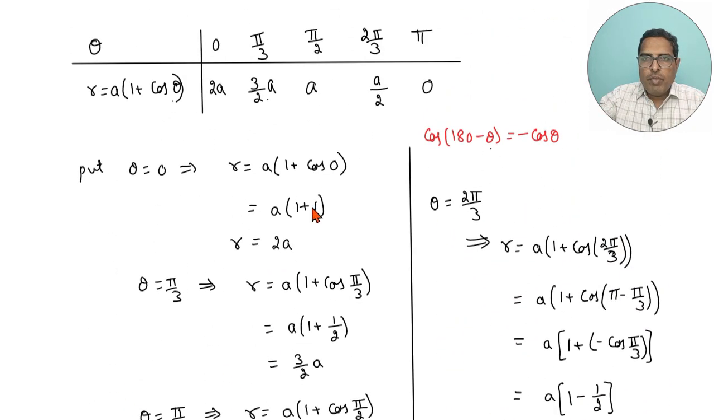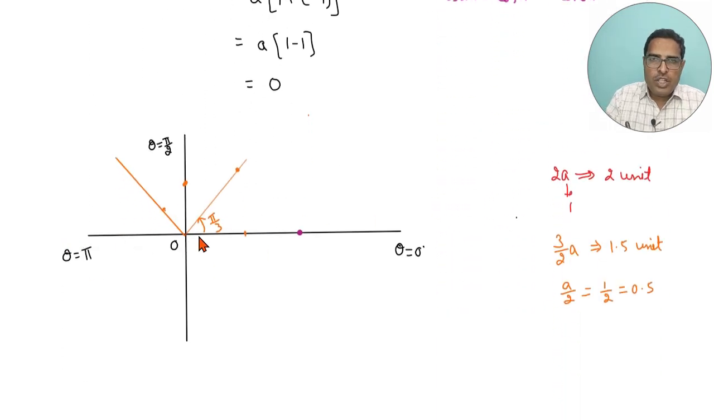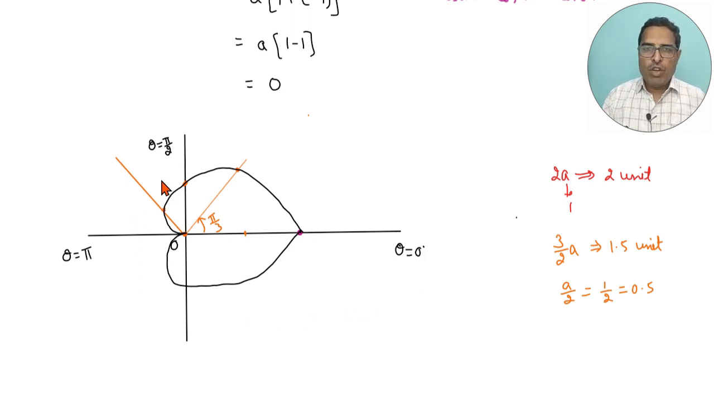Then further, for 180 degree, the value of r is 0. So 180 degree is this length, r is 0. r is 0 means this point, the origin itself. Now if we try to draw a smooth line, we get this particular curve. Similarly, in the same way, you can just draw its mirror image over here at the bottom. So this is the figure that you will be getting, and this figure is a heart shaped figure. Therefore we name this figure as a cardioid. So therefore we have got a cardioid over here.